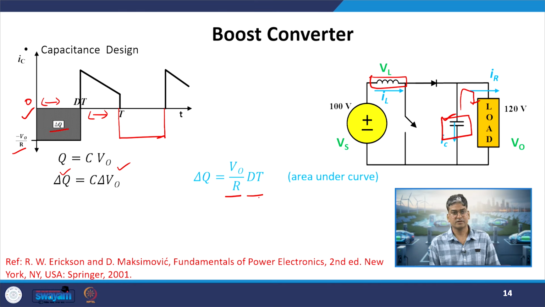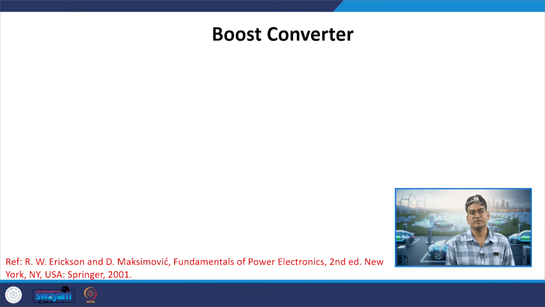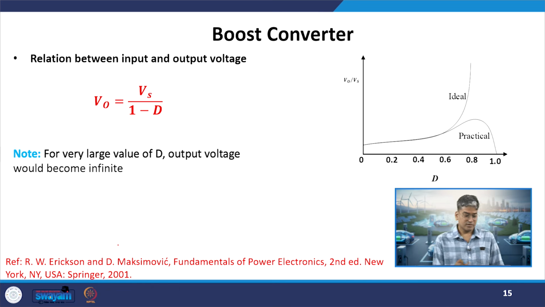So just by multiplication of both of these, I will be able to find out the delta Q value. If I replace that in this expression, I will see that the capacitor will be given by V naught D into T by R into delta V0. Now, the relation between your input and output voltage we have already derived.